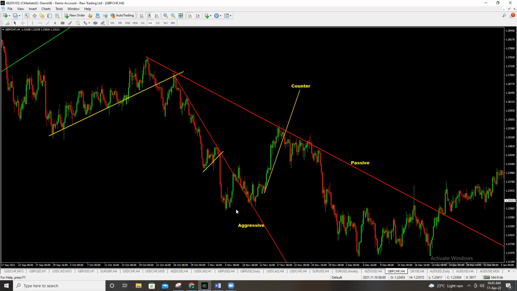And now check this out. This aggressive line was broken. We have a retest. We get to the buy. Now this retest back, you can see that I've drawn another trend line. This trend line is what we call the counter trend line. It's for this counter trade. How will I know that I am no longer supposed to be counter trading?